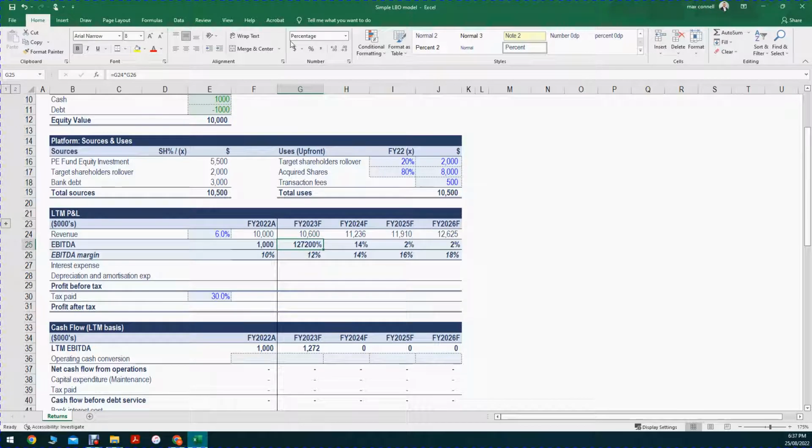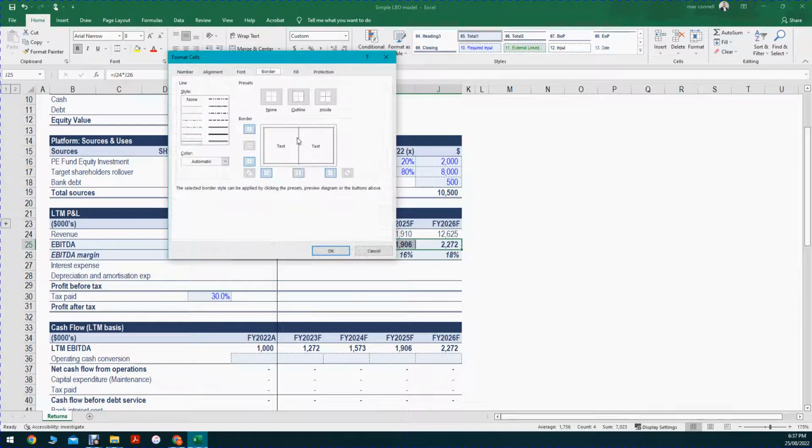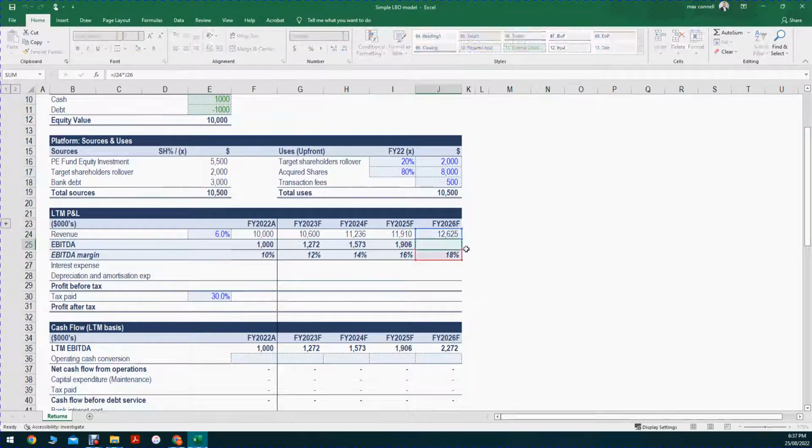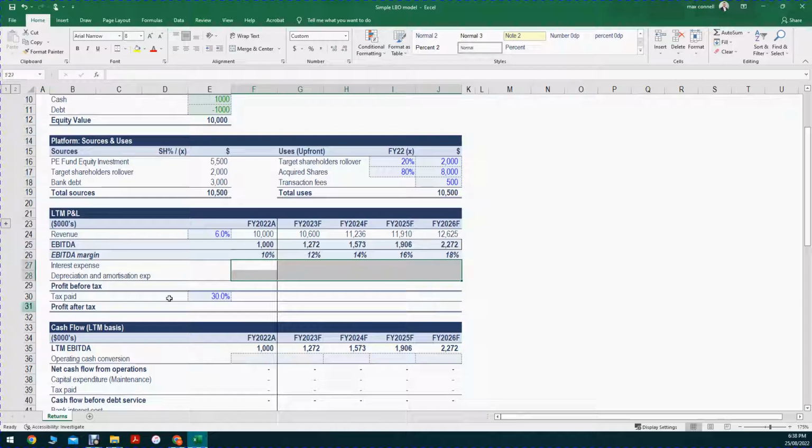is going to grow to 2272, so significantly higher. Sorry, I'm just going to fix my border. Significantly higher than if we just did, say, 6% growth rate, because we know that the EBITDA margin is growing, as is revenue. Therefore, yeah, EBITDA is going to grow at a faster rate than 6%. So here's our EBITDA. We also want to know what our interest expense and our depreciation expense are as well.